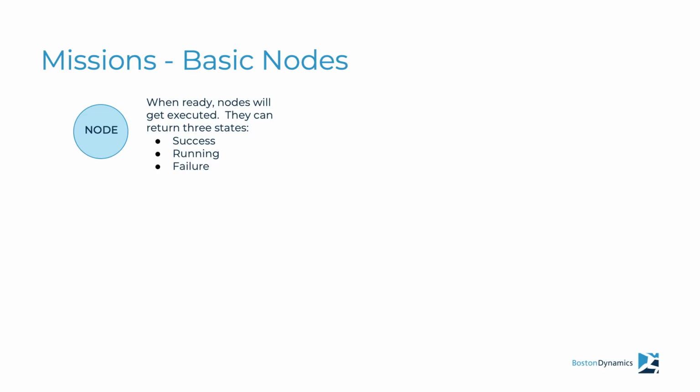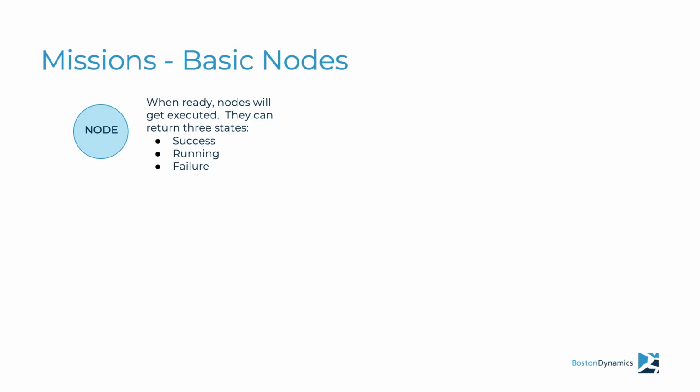And when a node is run, it can return one of three things. It can return success, which means the node is finished and it worked. It can return failure, which means the node is finished and it didn't work. Or it can return running, which means I need more time and I should be ticked again. Every time a node is run, it's called a tick.